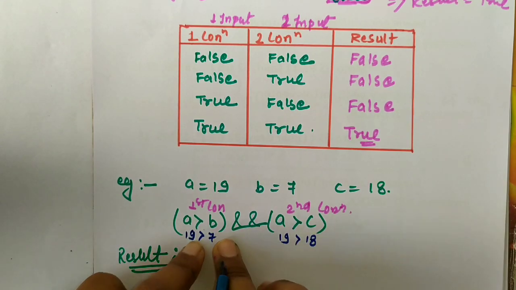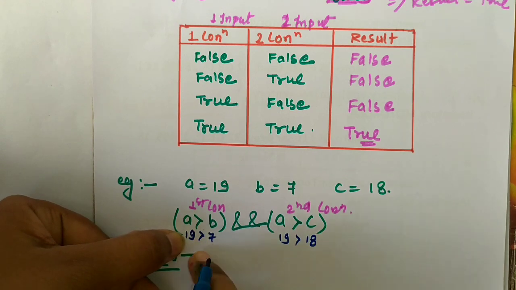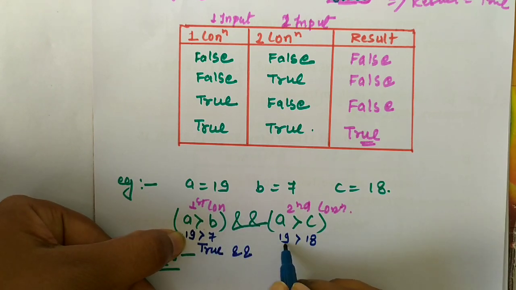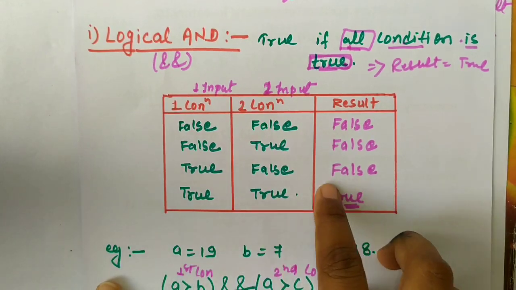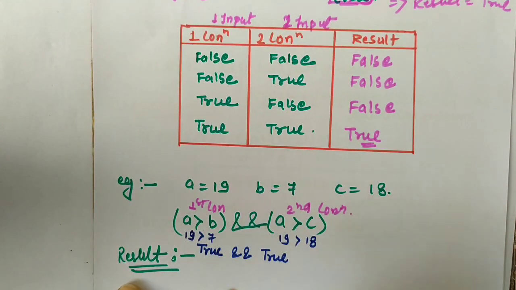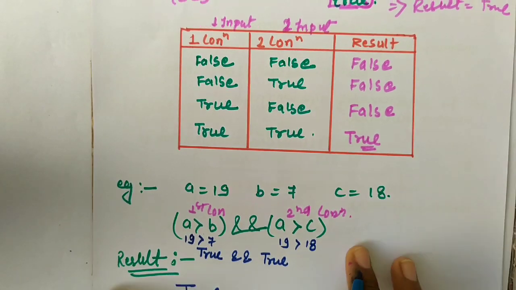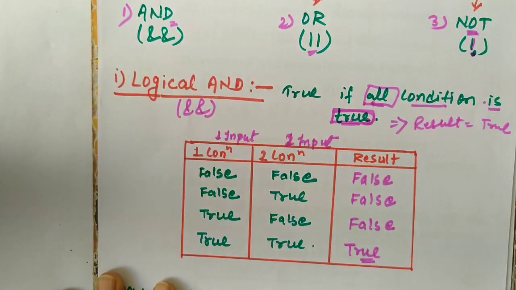Is the first condition true or false? Check 19 greater than 7. Yes, 19 is always greater than 7, so it is true. And 19 greater than 18, is it true or false? It is true. Both values are true, so the result is true. So the answer of this question is true. This is the question related to the logical AND.